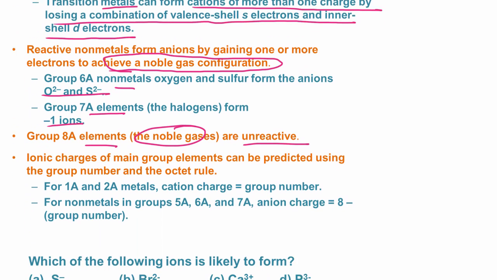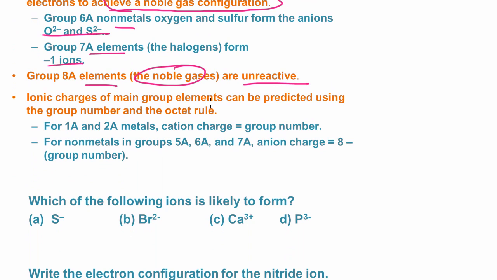We can predict the ionic charges of the main group elements using the group number and the octet rule. For 1A and 2A metals, cation charge is equal to the group number. Same with 3A. For nonmetals in groups 5, 6, and 7A, the anion charge is 8 minus the group number. So for the elements in group 6A, like oxygen, it gains 8 minus 6. That's 2 electrons for a negatively charged oxide ion.